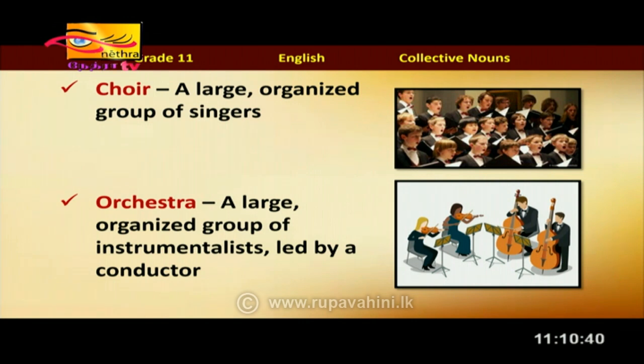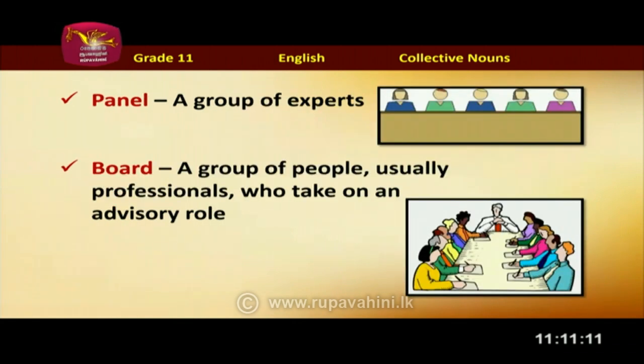The next one, orchestra. It also is an organized group, and they are the players, the instrumentalists with a leader. So you have seen orchestras, the musical groups. They play instruments and they have a conductor to conduct them. So two new words, choir and orchestra. Choir of singers, orchestra of players. The single word gives you an idea that it is a collection.